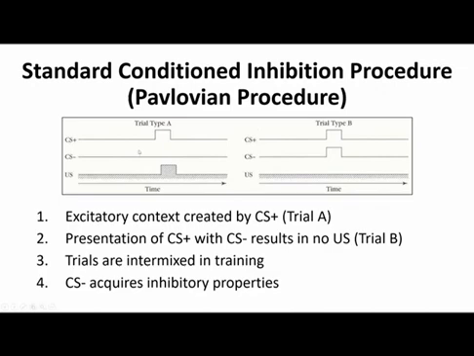And so when we're doing training, we would intermix these two, where they get some A's and some B's, so that they should learn that when you get the CS plus alone, you're going to get the US, and if you get the CS plus with the CS minus, then you get no US. And this differential presentation allows us to give that CS minus inhibitory properties. Basically, we learn that it's a protective factor. When it is present, the excitatory nature of the CS plus is effectively neutralized.